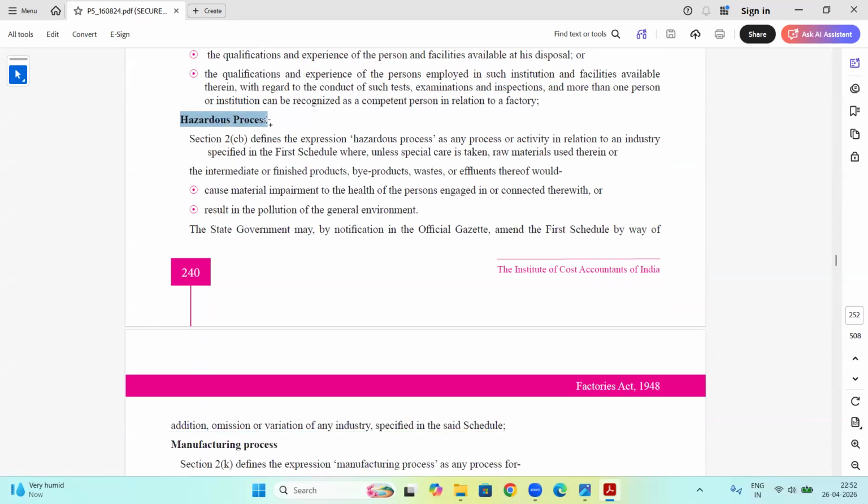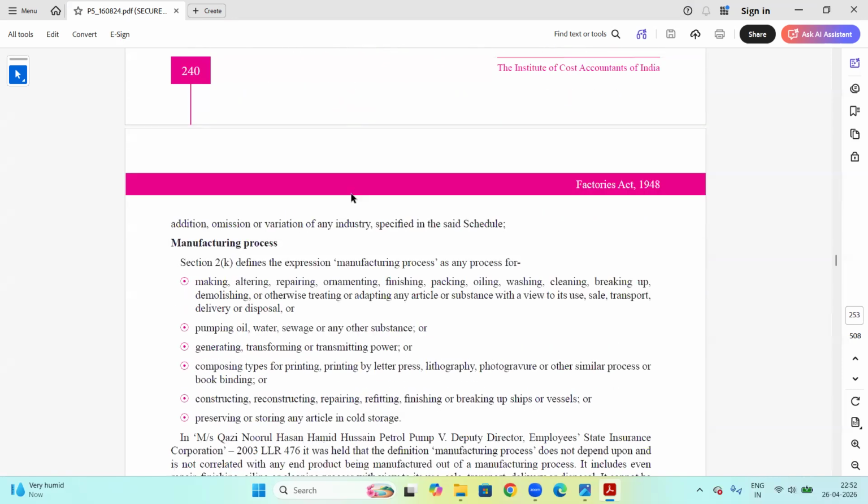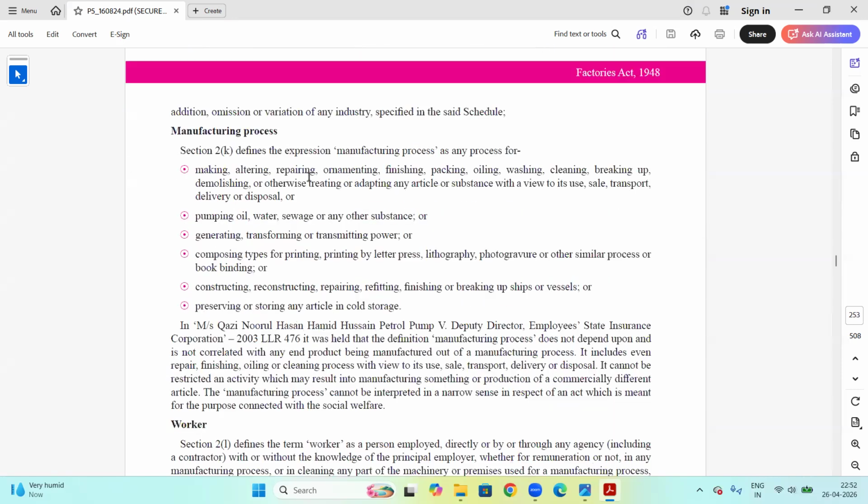What is a hazardous process? It defines the expression hazardous process as any process or activity in relation to an industry specified in the First Schedule, unless special care is taken, where raw materials, intermediate or finished goods, byproducts, waste or effluents thereof cause material impairment to the health of the people engaged in or connected therewith, or result in pollution of the general environment. So all definitions you can go through.